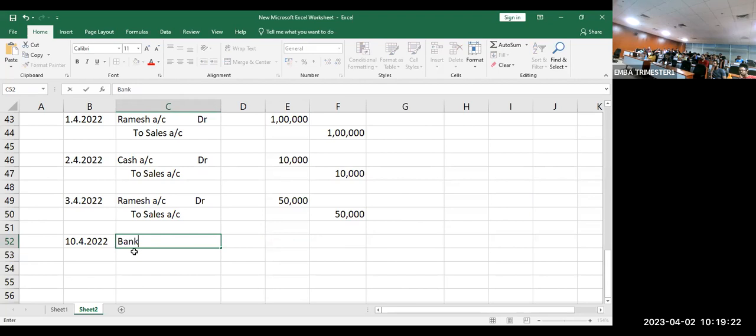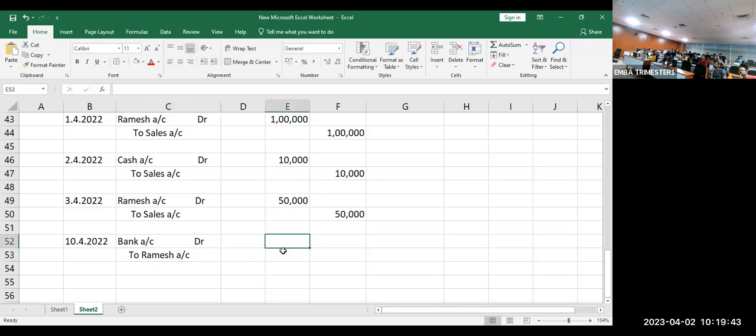What's the entry? Bank account debit to... why cash? Who is giving? Ramesh. After receiving a check from him, you have to minus the amount from him, no? How much is giving? 60,000 rupees. 60,000 is giving to you.